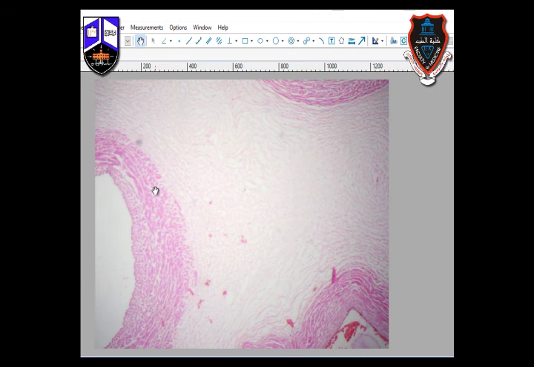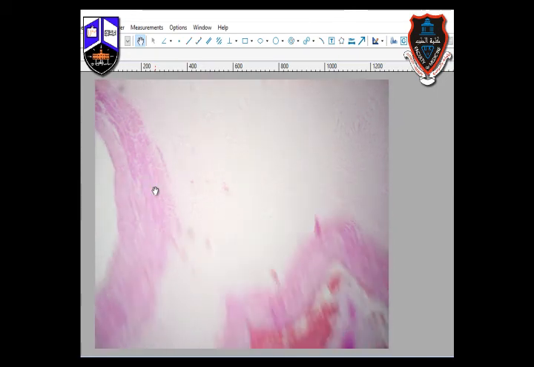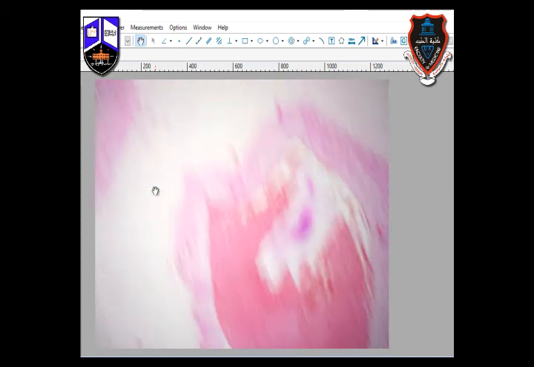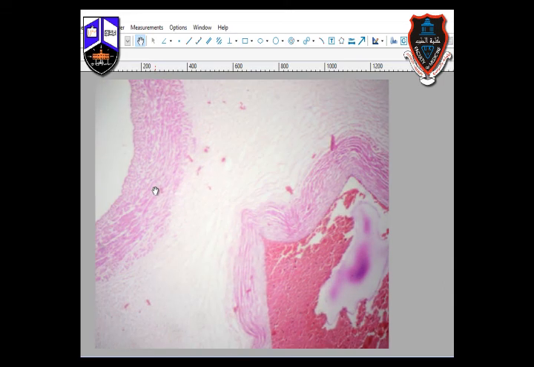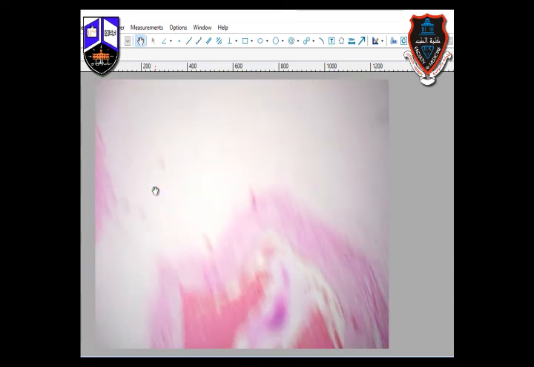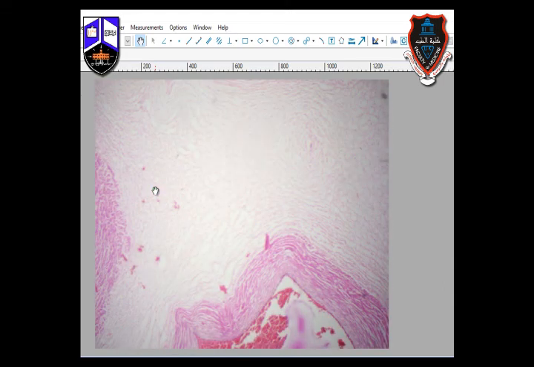This is a slide of the embryonic connective tissue. It has two examples, the mesenchymal connective tissue and the mucous connective tissue. This is a mucous connective tissue. Our specimen is the umbilical cord. Here we have the umbilical artery and veins, and the tissue between them is the mucous connective tissue or the Wharton jelly.